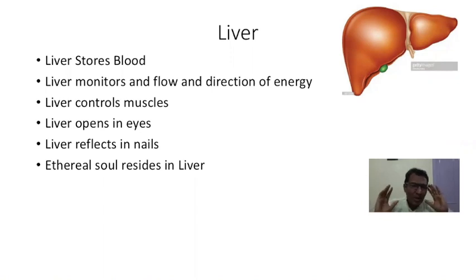Now if I try to apply the same logic here, liver opens in the eye makes no sense. How is the eye related to the liver, the same way the mouth is related to the stomach and the nose is related to the lungs? How are the eyes related to the liver? We will try to understand that.